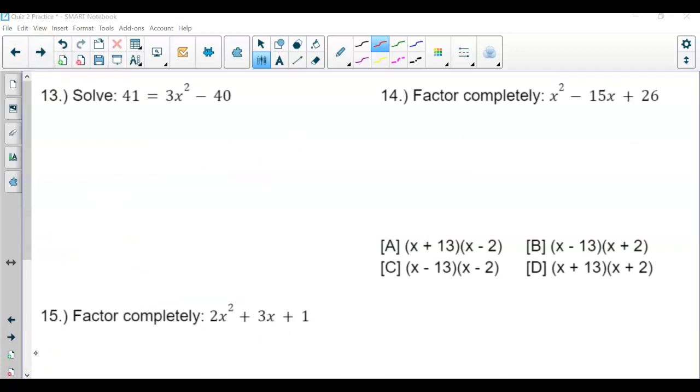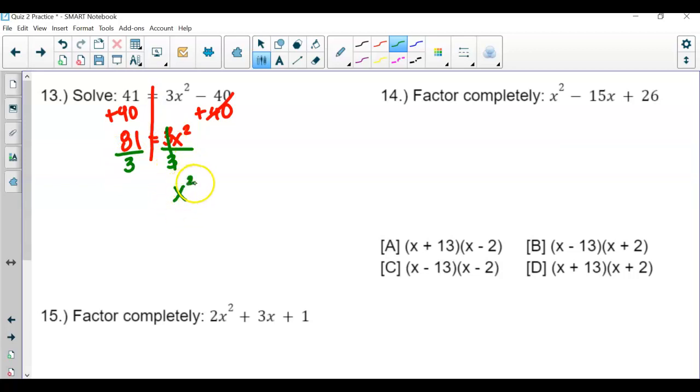With our next problem, we are again solving. I notice that I have x squared and only constant. So again, b is 0. We have no x term here. So again, I'm going to solve this as if it's using the square root method. So I'm going to solve for x. I'm going to add 40 to both sides of my equation. So now I've got here 3x squared is equal to 81. Now still solving for x, but it's being multiplied by 3. So now I'm going to divide by 3. X squared is now equal to 27.